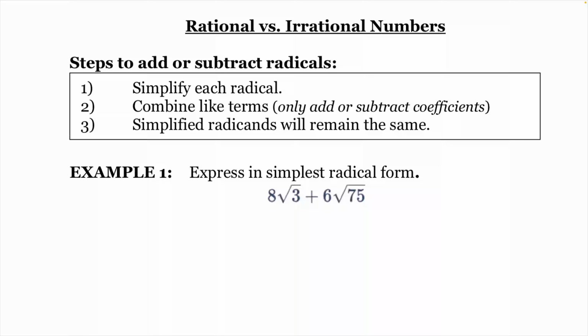Okay, so last lesson we simplified. We're still going to do that. Simplifying, remember, means are there any pairs, triples, 4 of a kind, 5 of a kind, 6 of a kind left inside the radical? That's what that means. We're still going to do that.